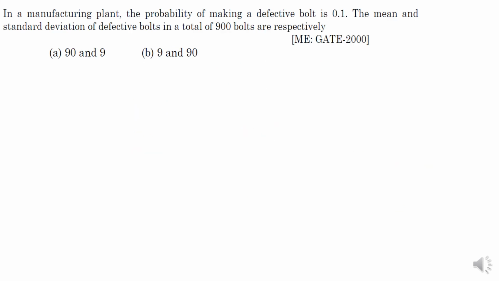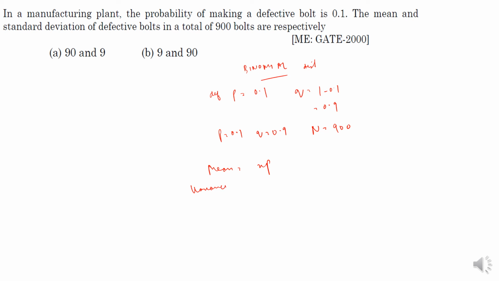Now, ninth question. In a manufacturing plant, the probability of a defective, I am writing it as P, is 0.1. If P is 0.1, Q is what? 1 minus 0.1 is 0.9. This is a binomial distribution. So P is equal to 0.1, Q is equal to 0.9, N is equal to 900. Mean is what? The formula for mean is NP. Variance is NPQ. Standard deviation is root of NPQ.